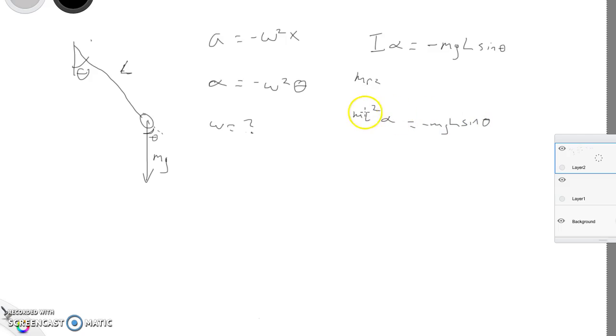So we're going to solve it for alpha. Looks like m is going to drop out of the equation. We'll divide by L squared and get alpha equals negative g over L times sine of theta. Okay, well we have a problem here, right? Because this is not what we're looking for. We want it to look like this. Okay, but we have this sine theta here instead of theta.